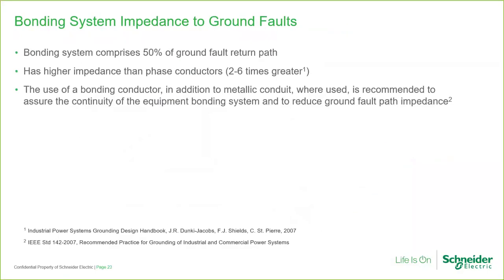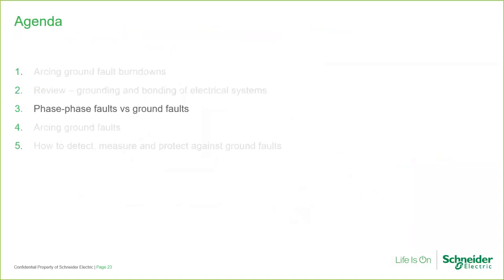Now, I just want to note that the equipment bonding system and the bonding conductor comprise 50% of the ground fault return path. This path has higher impedance than the phase conductors, from 2 to 6 times higher. The use of a bonding conductor in addition to metallic conduit, where used, is recommended to assure the continuity of the equipment bonding system and to reduce ground fault path impedance.